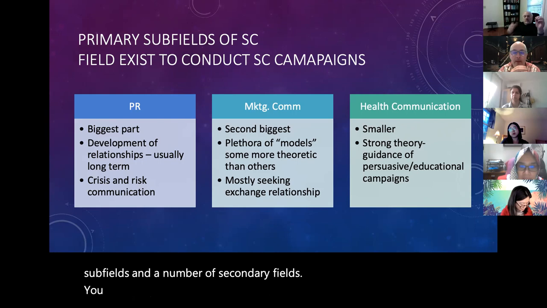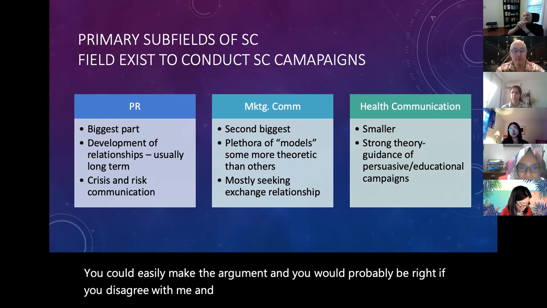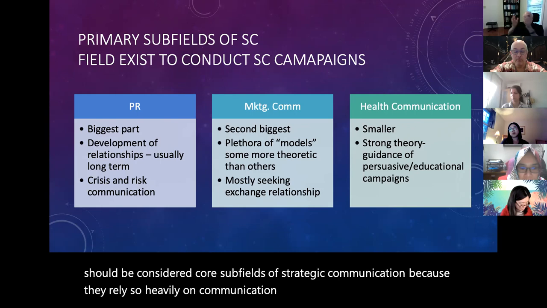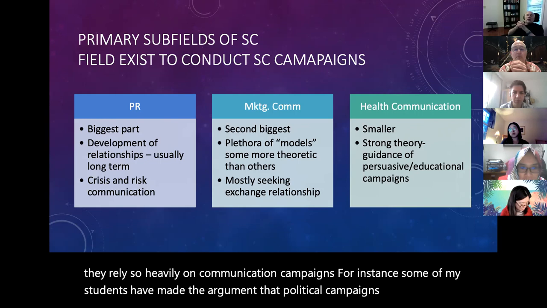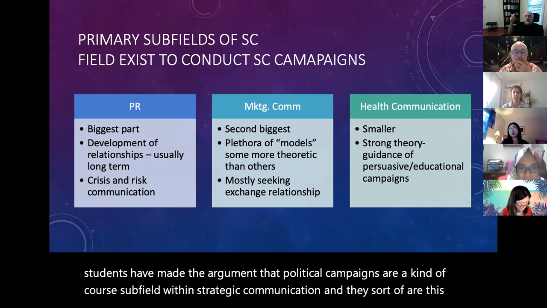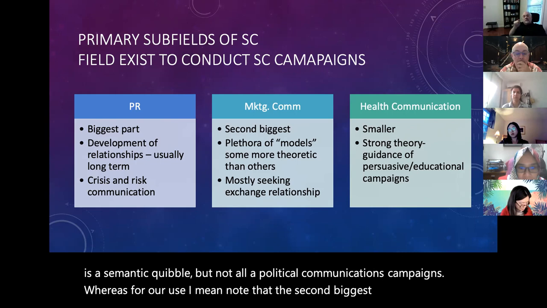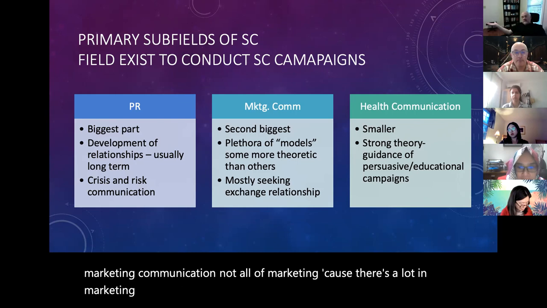You could easily make the argument, and you would probably be right if you disagreed with me, and came up with other fields that you think should be considered core subfields of strategic communication because they rely so heavily on communication campaigns. For instance, some of my students have made the argument that political campaigns are a kind of core subfield within strategic communication. And they sort of are. This is a semantic quibble. But not all of political communication is campaigns. For our use, the second biggest field I say is marketing communication, not all of marketing, because there's a lot in marketing that's not campaigns. So it's marketing communication that for me is the core subfield.